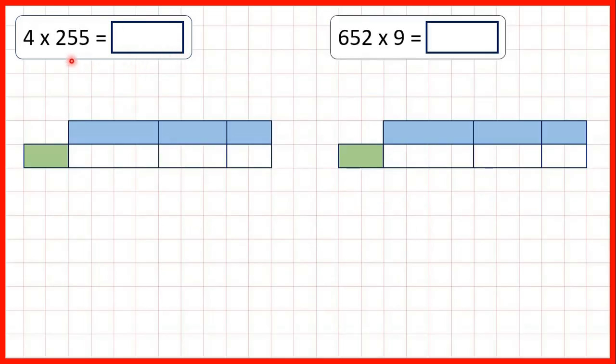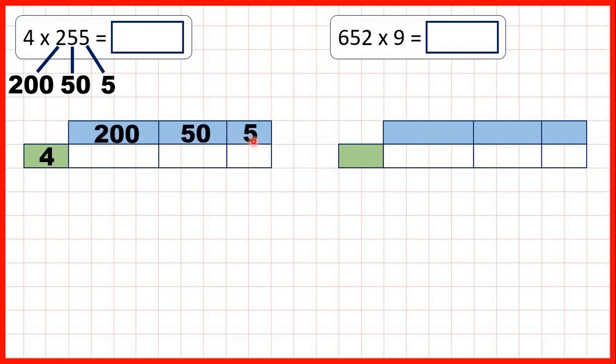So now let's try 2 more questions. We have 4 times 255. We can partition this number into 2 hundreds, 5 tens and 5 ones. So we can write the single digit number in the question on the left and our partitioned number on top.